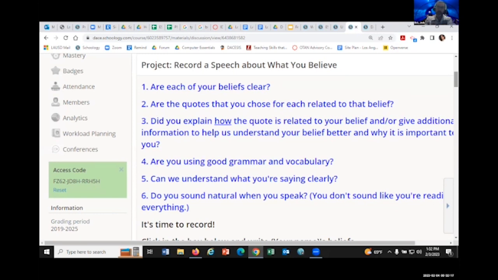You can see from this list that I'm just saying good grammar. I'm not saying perfect grammar. So they don't have to worry about mistakes. I'm just saying, are you speaking clearly? Can we understand you? I'm not saying that your diction is perfect. So they have an idea of what we're looking for, and it tends to help a lot.